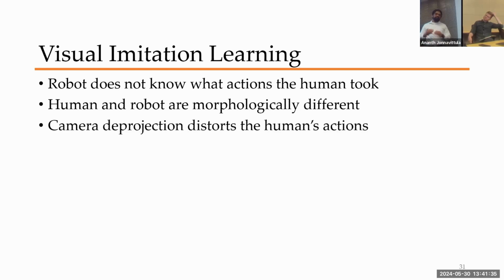And then finally, we're giving it a video, which is two-dimensional, but the world is three-dimensional. So there's some loss in the data. And when we try to deproject even using depth information, there's a lot of noise introduced. In our experiments, the noise was usually at least 5 centimeters all the way up to 20 centimeters, which if you're trying to manipulate objects is catastrophic.